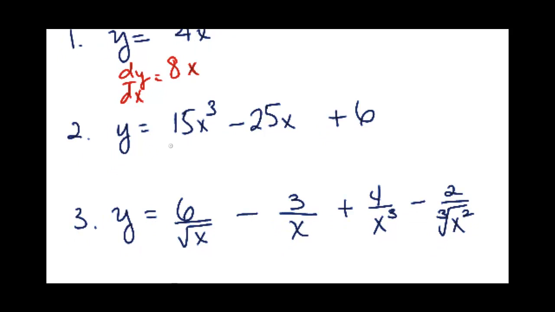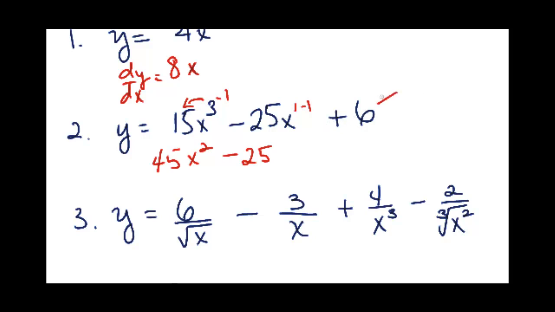Now this problem here, number 2, is to illustrate that if you've got multiple terms added and subtracted, such as this polynomial, then you can do them individually. Derive, again, just multiply and subtract 1. So that would be 45x squared minus 25 x to the 0, right? Because 1 implied minus 1 is 0. Anything to the 0 is 1. And negative 25 times 1 is negative 25.